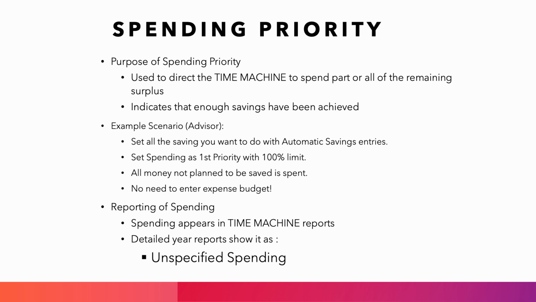The spending priority directs any surplus to be spent once savings and goals are met. It's for when you've decided you've saved enough and there's still money left, so just let yourself spend it. Then you would set the spending priority to 100%. This feature is often used by advisors. They would set automatic savings entries for the amounts you invest with them, and then assume that all money not planned to be saved is spent. This way there's also no need to budget expenses. All income is either invested or spent. The spending is reported as unspecified spending in the detailed reports of the time machine.